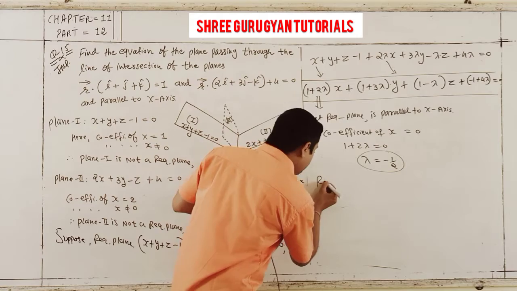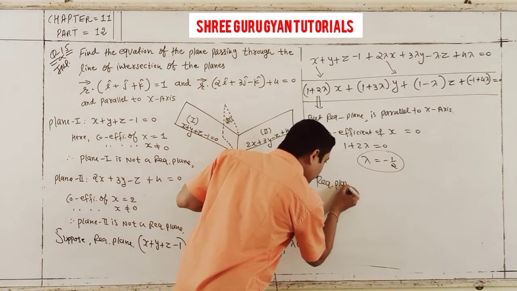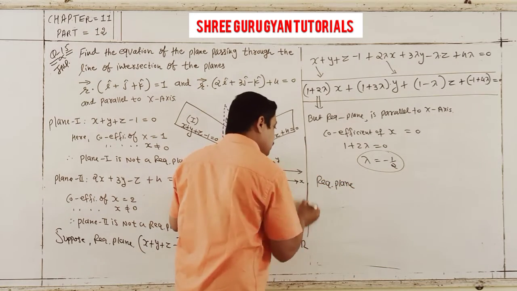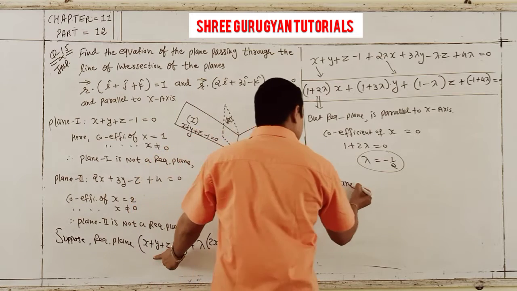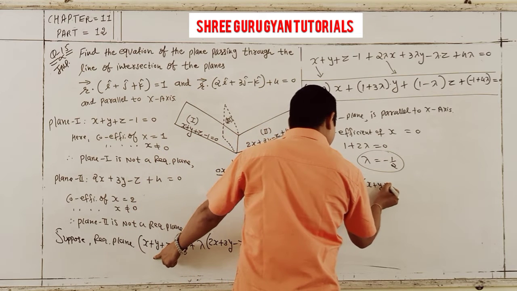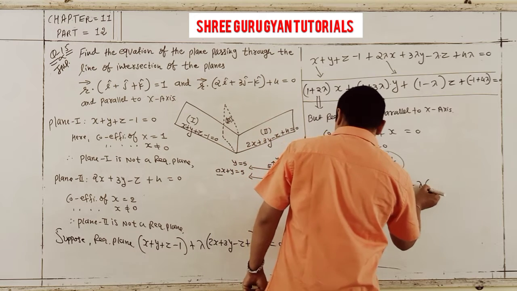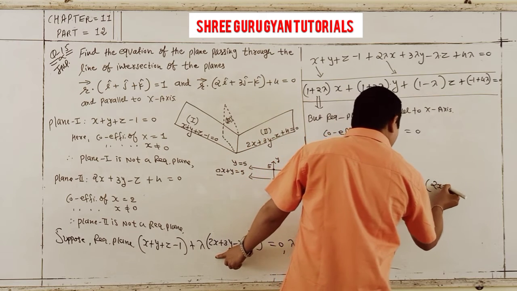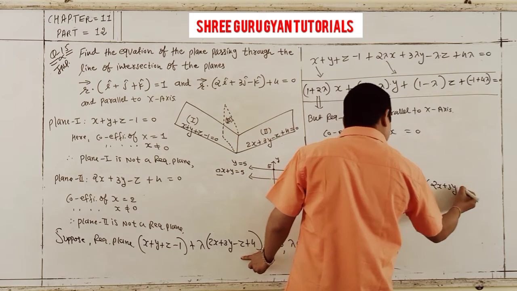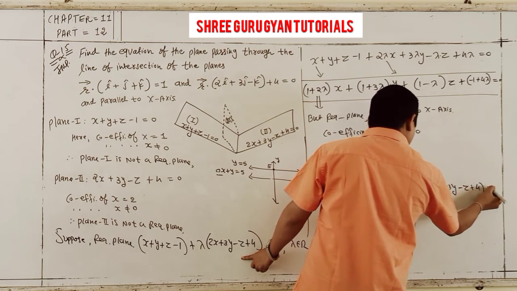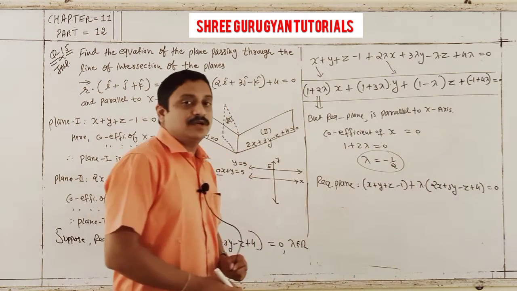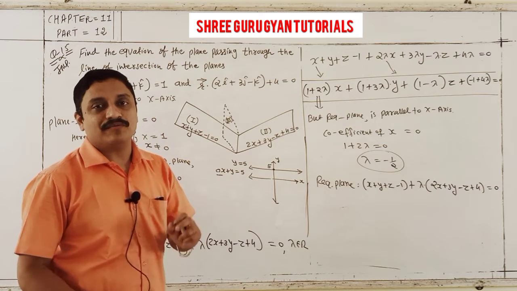So now the required plane, you will cover. In this equation, students: x plus y plus z minus 1 plus lambda times (2x plus 3y minus z plus 4) is equal to 0. You just put in the value of lambda.